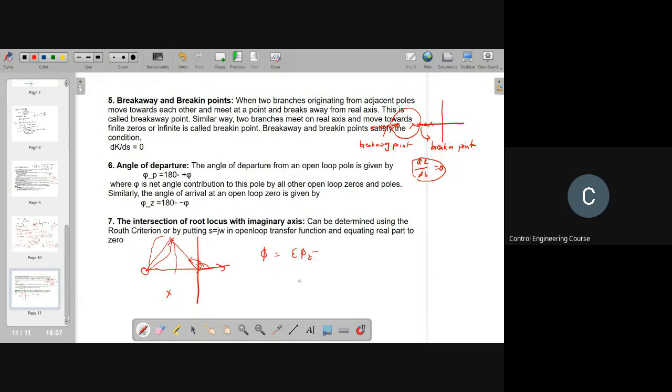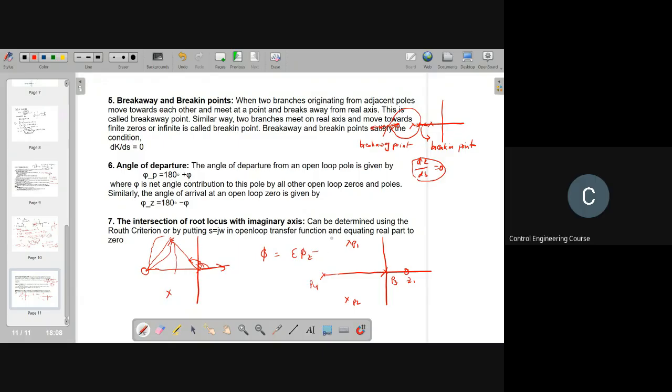Let us suppose we are having one pole here P1 and one pole here P2, and here is one more pole P3. Maybe here one zero. Here is one more pole. Let's assume like this.